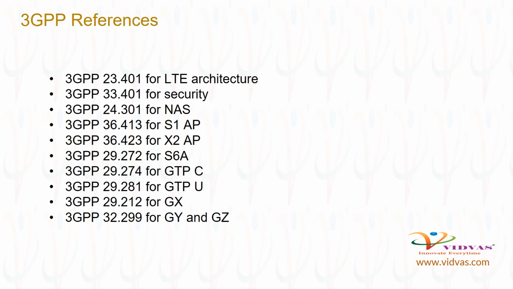The following is the list of 3GPP references. 3GPP 23.401 for LTE architecture. 3GPP 33.401 for security. 3GPP 24.301 for NAS. 3GPP 36.413 for S1 AP. 3GPP 36.423 for X2 AP. 3GPP 29.272 for S6a. 3GPP 29.274 for GTPC. 3GPP 29.281 for GTPU. 3GPP 29.212 for Gx. 3GPP 32.299 for Gy and Gz.